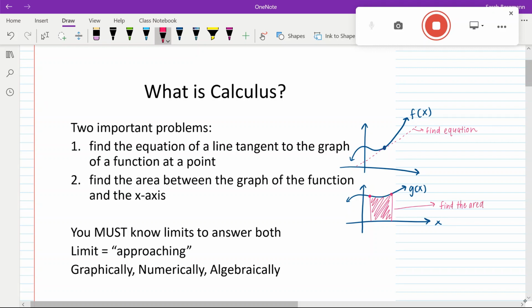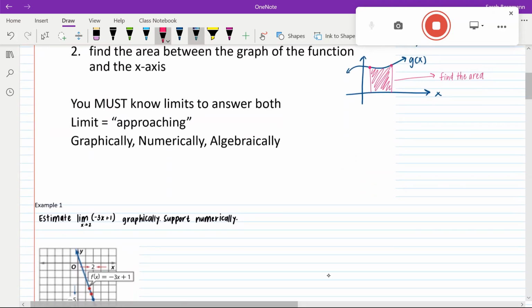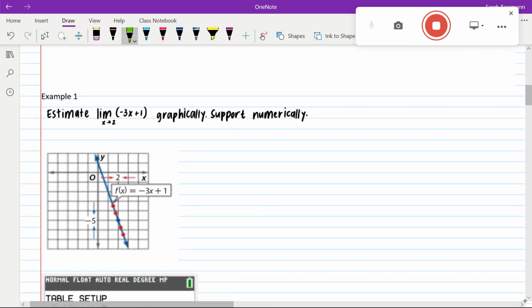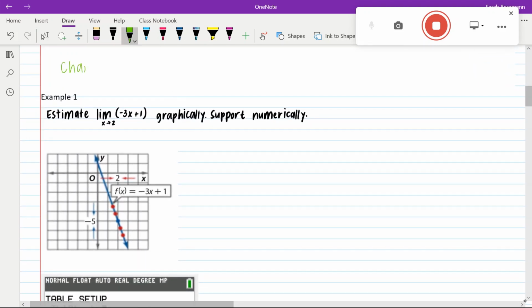For both of these problems, you must know how to use limits in order to answer both of them. Remember, limit means approaching, and we can solve these graphically, numerically, and algebraically. Today we are going to work on graphically and numerically. We'll work on algebraically in a few more days. So we've already talked about limits back in chapter 1 when we talked about continuity of functions. So I'm not going to do a ton of examples here, but I want to go over these and make sure you remember what's going on here.